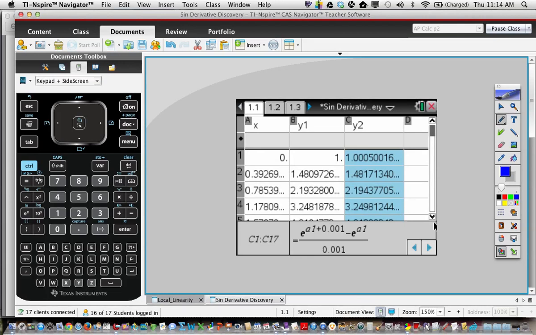Close to the exact same number, but then again, we're just estimating, right? Because we did 0.001. So these slopes in that third column are not exact. But if they were, it's the exact same number.